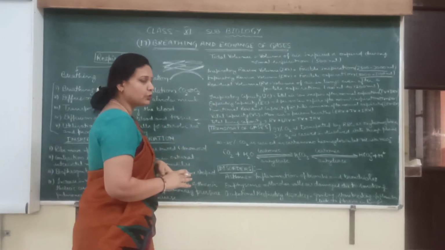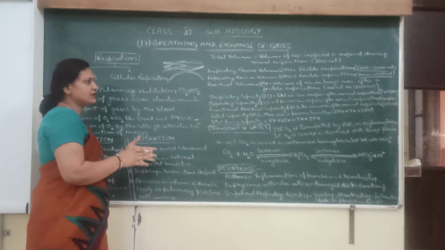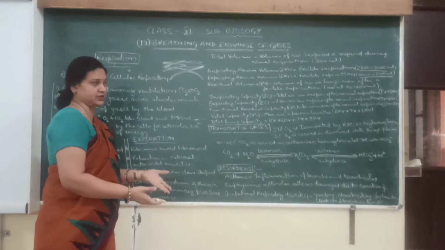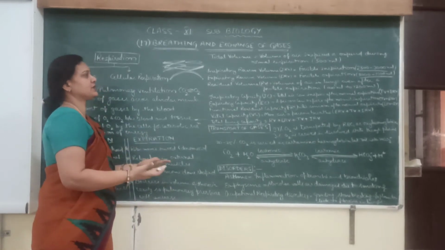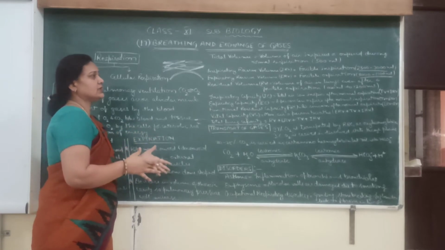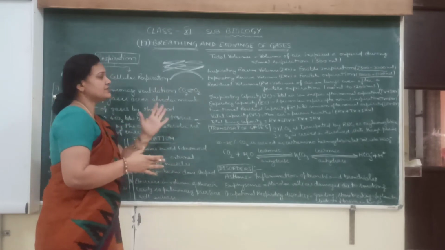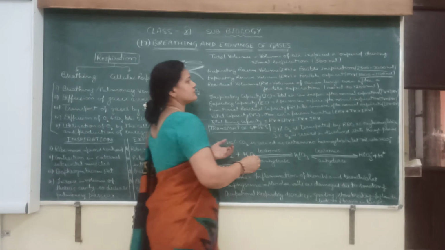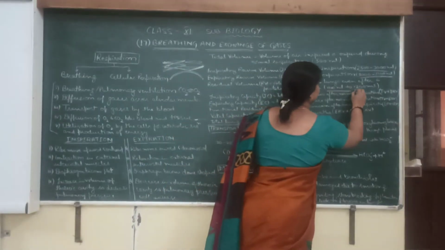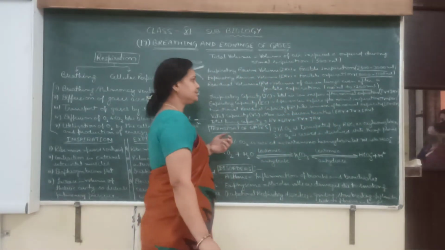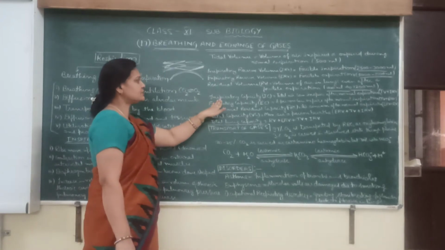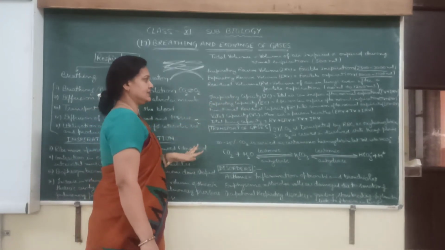Residual volume is the volume of air in lungs even after a forcible expiration. After forcible expiration, what remains in the lungs is known as the residual volume. So residual volume is 1100 ml to 1200 ml. Next is inspiratory capacity, IC.